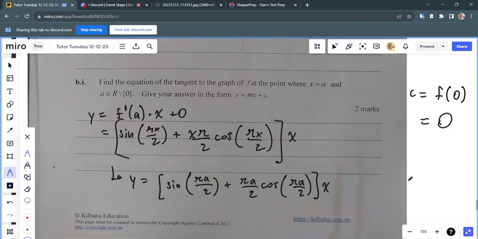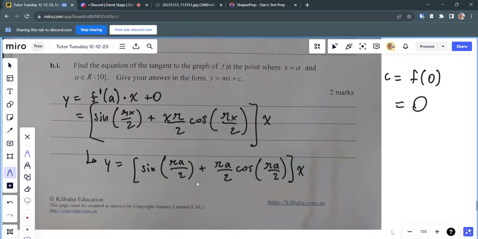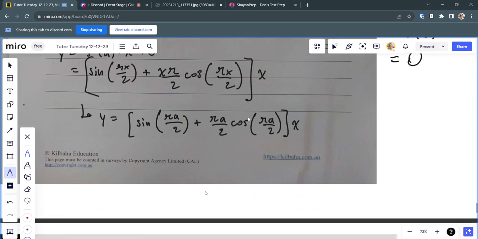Yeah, the only thing I really see is plugging in some numbers here. Like if we plug in a equals 0, for example. Well, the previous problem told us that a could not be 0. Like if a equals 1, we'd get sine of pi over 2 plus pi over 2 cosine pi over 2.